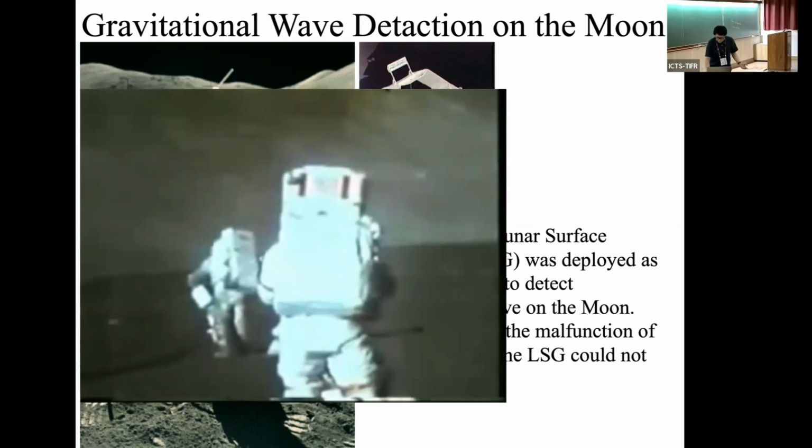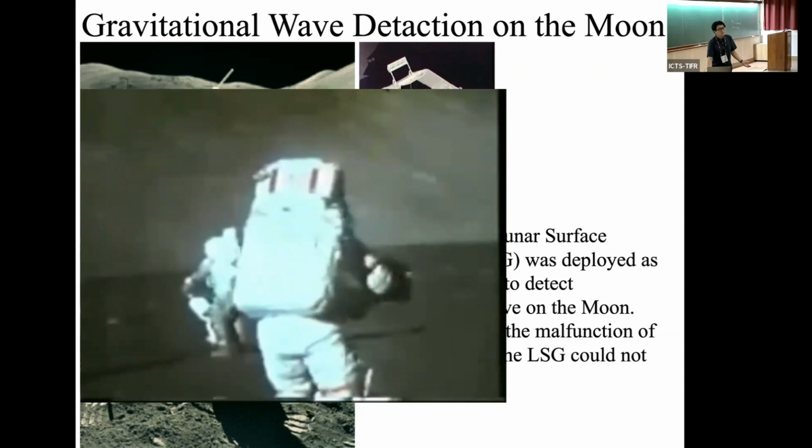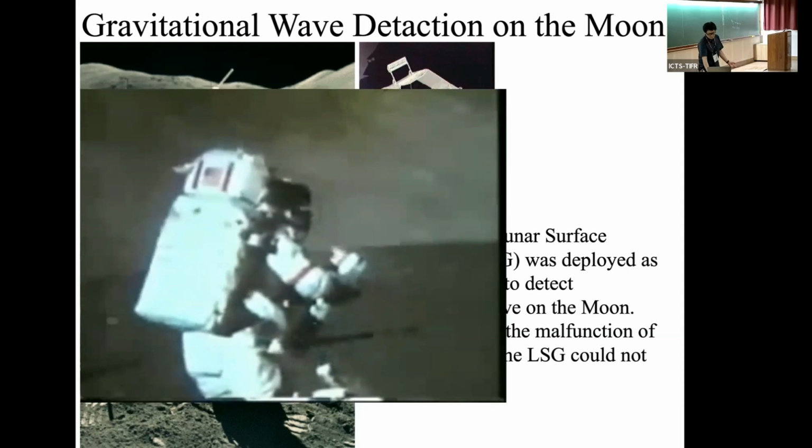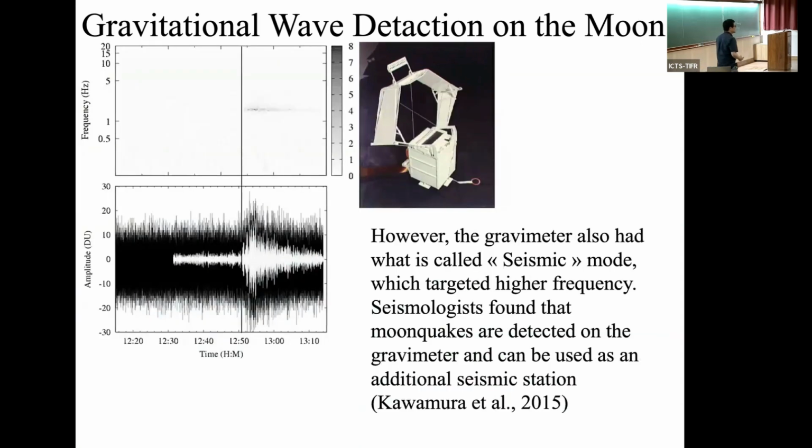Though this LSG, the lunar surface gravimeter, did not provide information on gravitational waves, it did function as a seismometer. Actually, this was one of my first projects when I entered my academic career, to use this LSG as a seismometer. And we discovered that it was functioning as a seismometer. So it was not nothing. It brought us some interesting information.